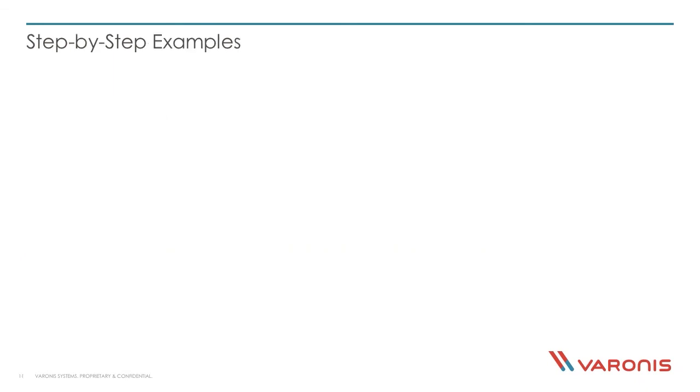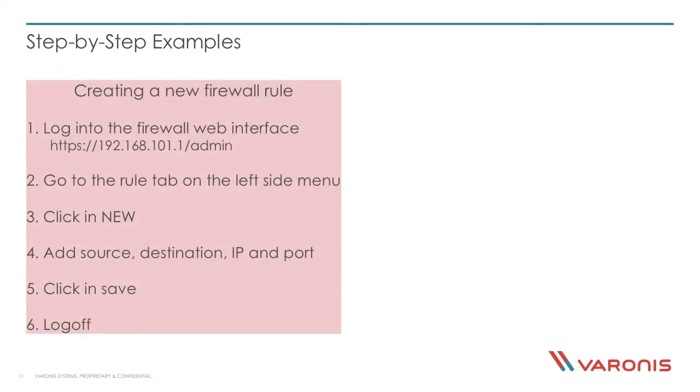So let me give you a couple of examples of a procedure step by step. The first one is a procedure related to firewall technology. And the step by step is to teach you how to create a new firewall rule. The first step is to log into the firewall web interface. And note here that I put a URL for the web interface, so the person can just copy and paste this in their browser. The second step says to go to the Rule tab on the left side menu. The third step says to click in New, and so on.